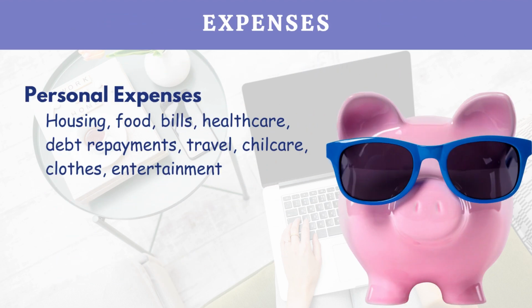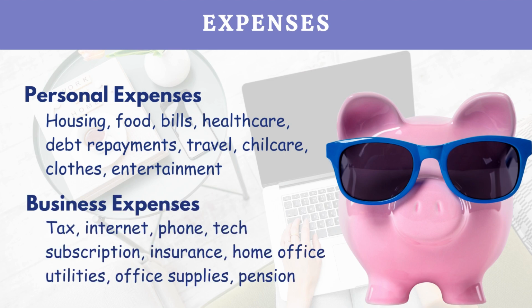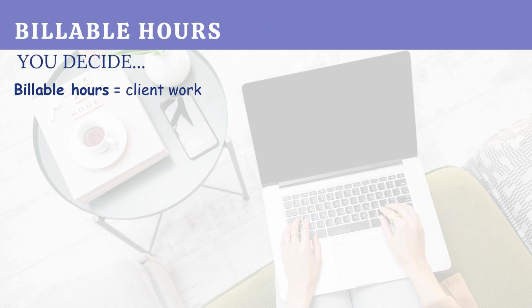So let's look at what kind of expenses you will be paying each month. Obviously, you're going to have your personal expenses like housing, food, bills, and so on. And then you've got your business expenses, so things like your tax, your work phone, your laptop, your computer, and more. And what are billable hours again? It means the time that you spend on client work, whereas non-billable hours is the time that you spend on your own admin. That includes things like your social media marketing, your invoicing, responding to emails, that kind of thing.